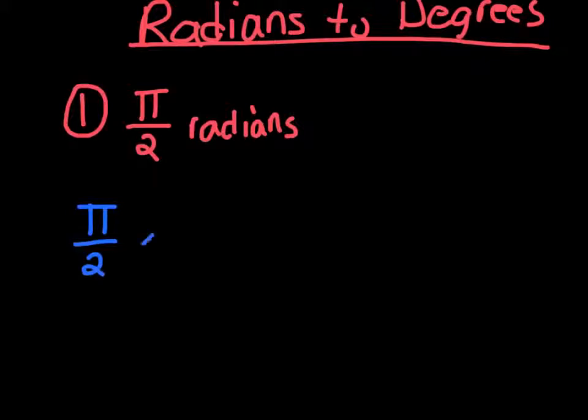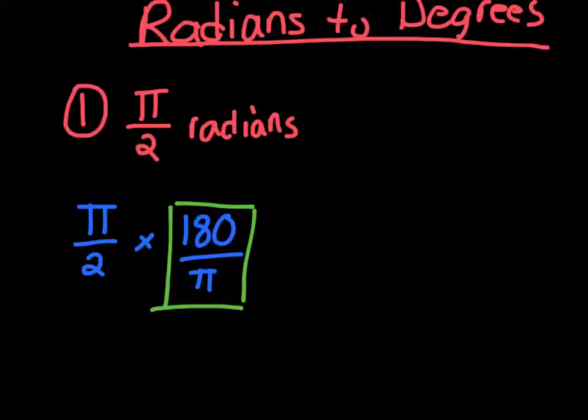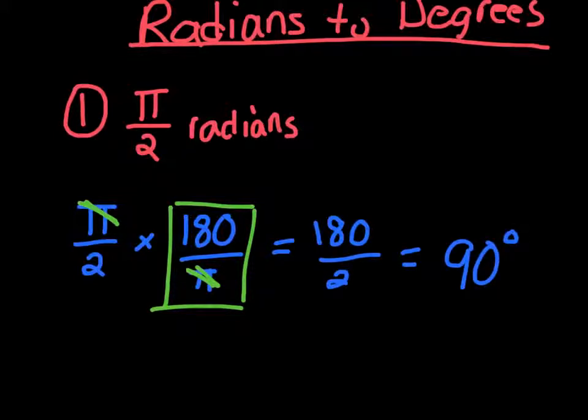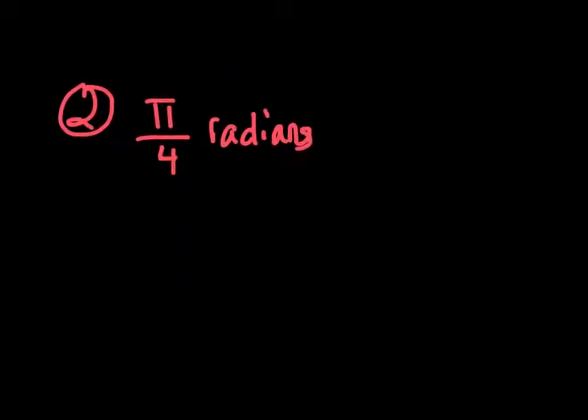So pi over 2 times 180 over pi, because our formula says that multiplying by 180 over pi gives us degrees. The pi's cancel. This leaves us with 180 over 2, which simplifies to 90 degrees. So pi over 2 radians is 90 degrees.